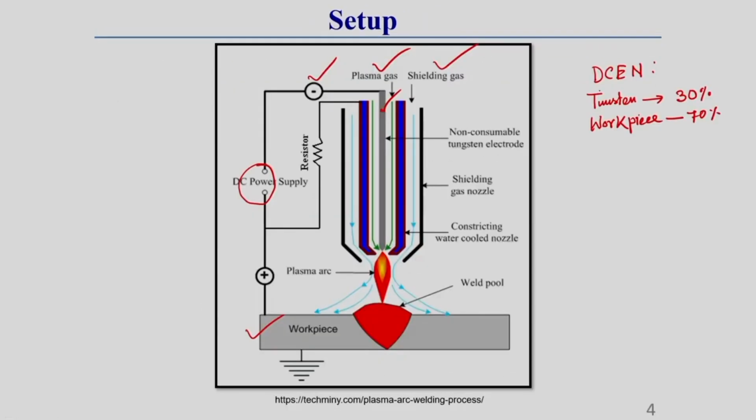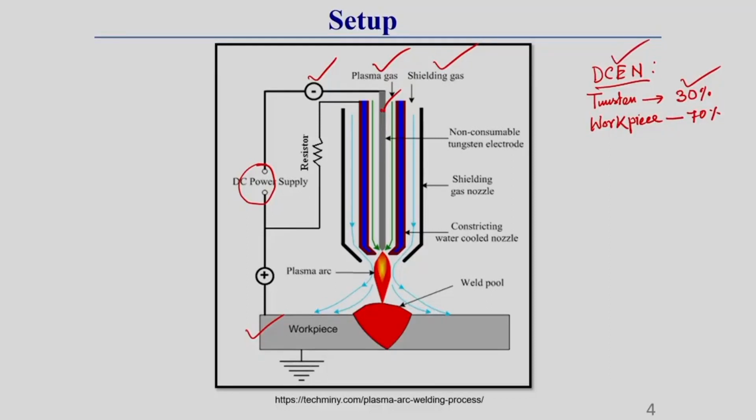So, here in case of DCEN, when the electrode is negatively connected, less heat is generated in the tungsten, which is desirable, because here we do not want to melt the electrode. If higher heat is generated in the electrode, there is a chance of melting it, and it can cause contamination of the weld material and make some defect, which we want to avoid.